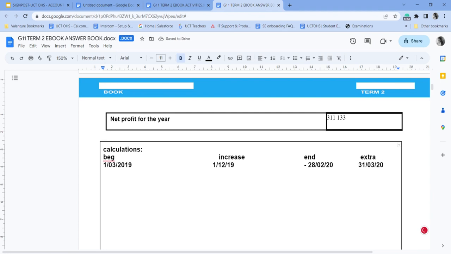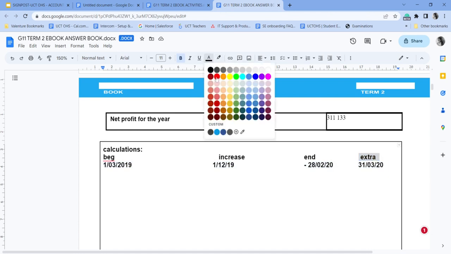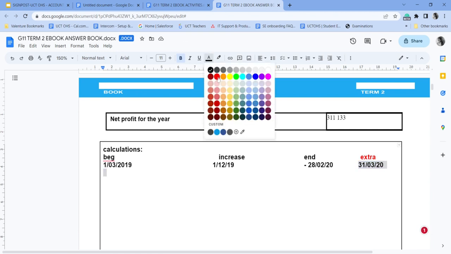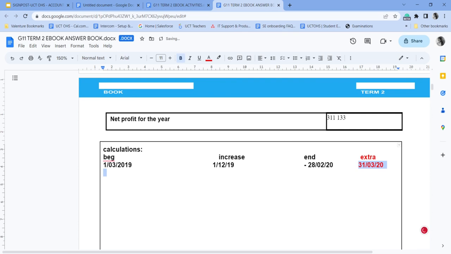Okay, so now that you have this nice thing here, let me just put it in red actually to make it easy for us. Okay, now it's in red. So let's do the calculations here.